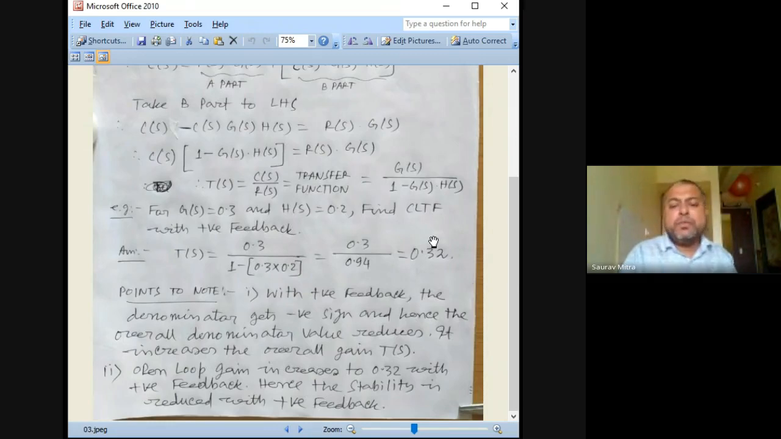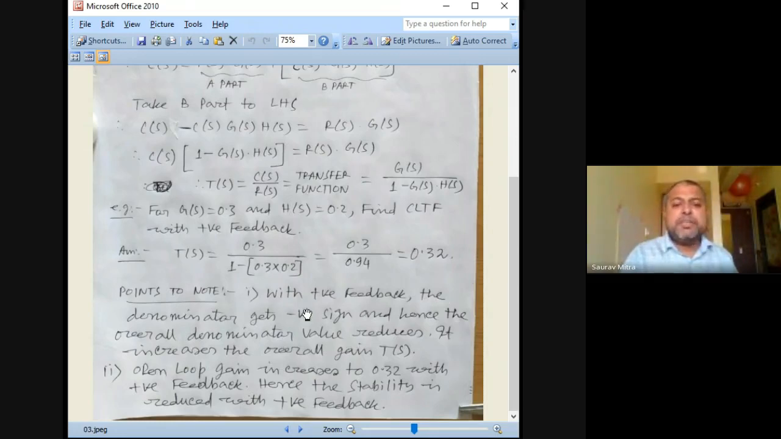So forward path gain without feedback was 0.3. Forward path gain with feedback is 0.32. So gain has increased by feedback because it is positive feedback, and as gain has increased, the system stability will reduce. So there are 2 points to be noted.